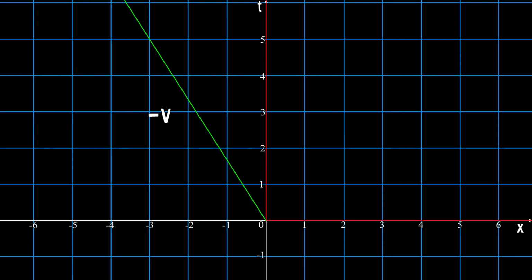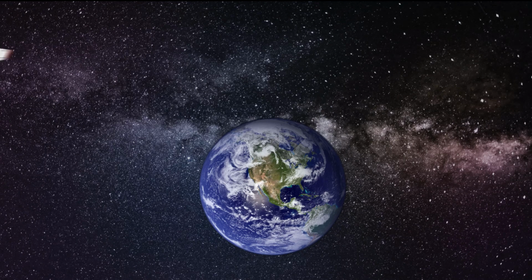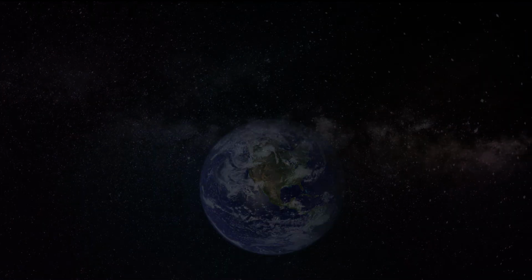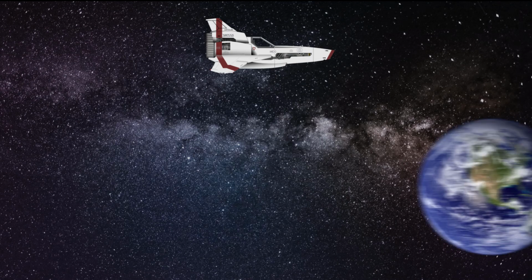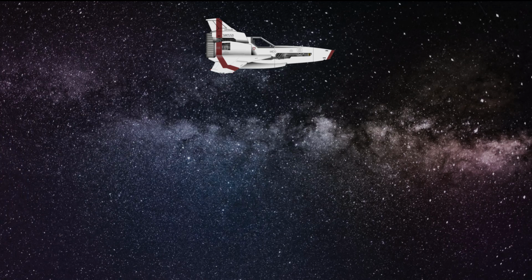It's easy to understand why. If you're standing on Earth and you see a spaceship moving relative to you, from the spaceship's perspective, it's the Earth that's moving in the opposite direction relative to it.